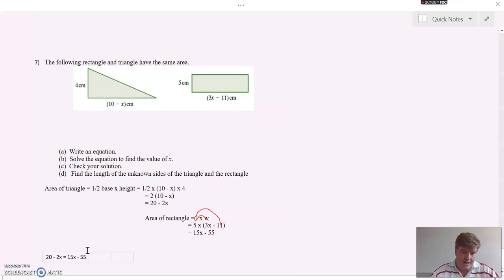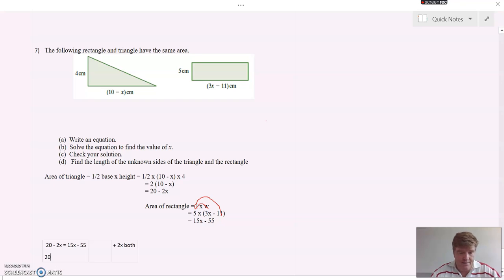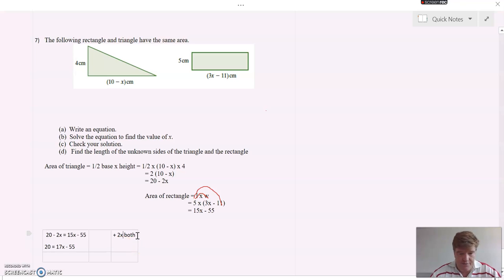So now we want to calculate these. I want to get all the x's together. So I want to get rid of the smallest x, which is minus 2x. So I'm going to add 2x to both sides. So when I come back and do that here, we've got the 20 minus 2x plus 2x, that just equals 20 on that side. 15x plus 2x is going to give us 17x minus 55. Now I want to get the x's by themselves. So I'm going to add 55 to both sides, to get rid of the minus 55.